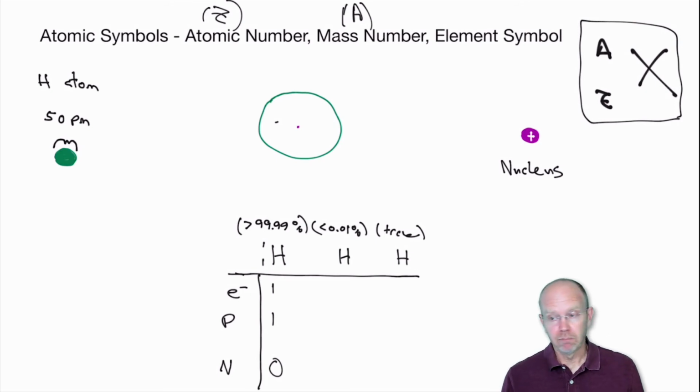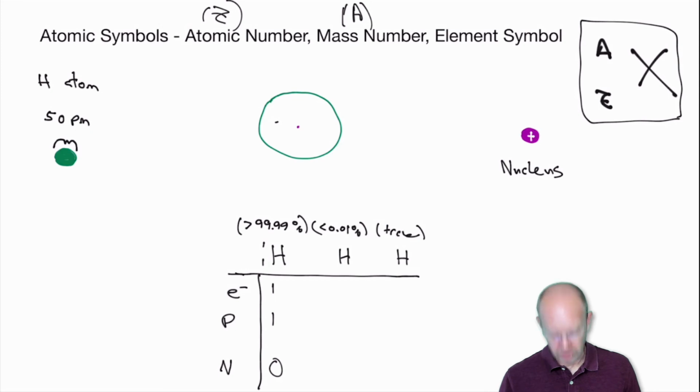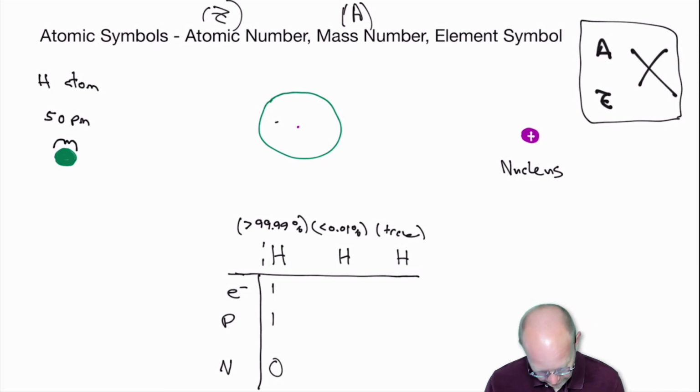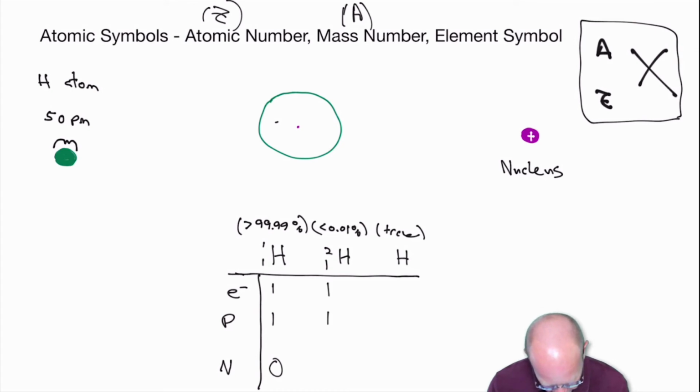The next most abundant isotope, and by the way, hydrogen 1 is greater than 99.99% of the hydrogen that you find in nature. The next most abundant isotope is what we call hydrogen 2, or deuterium. That's another word for hydrogen 2, and it has a mass number of 2. In order to be hydrogen, it has to have just one proton in the nucleus, so we call that one deuterium, and it has one electron, one proton, and one neutron.